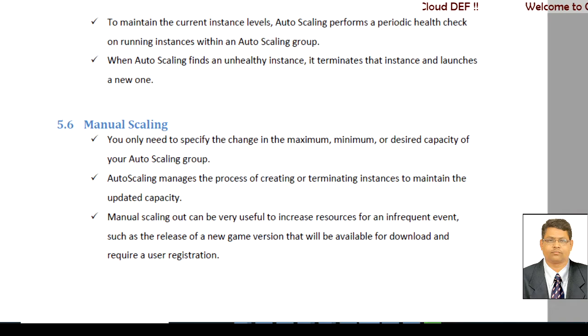5.6 Manual scaling. You only need to specify the change in the maximum, minimum, or desired capacity of your AutoScaling group. AutoScaling manages the process of creating or terminating instances to maintain the updated capacity. Manual scaling out can be very useful to increase resources for an infrequent event, such as the release of a new game version that will be available for download and require a user registration.